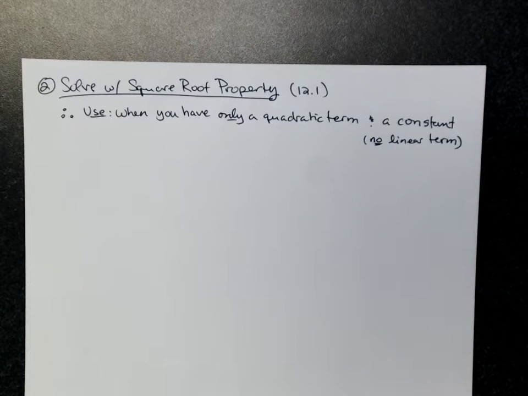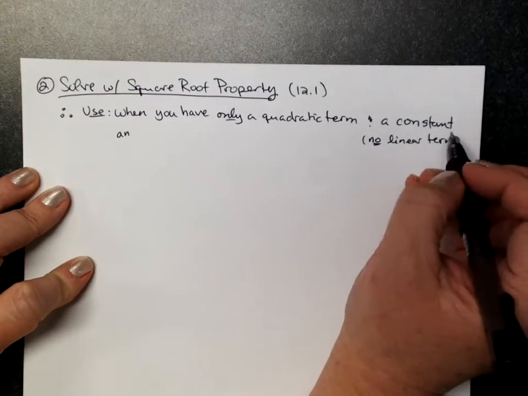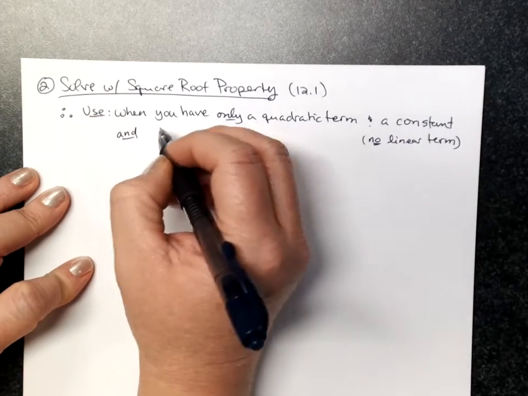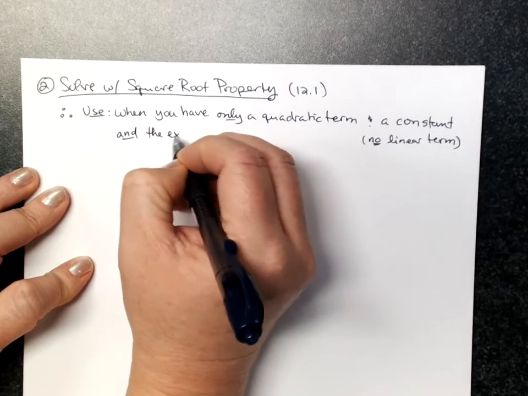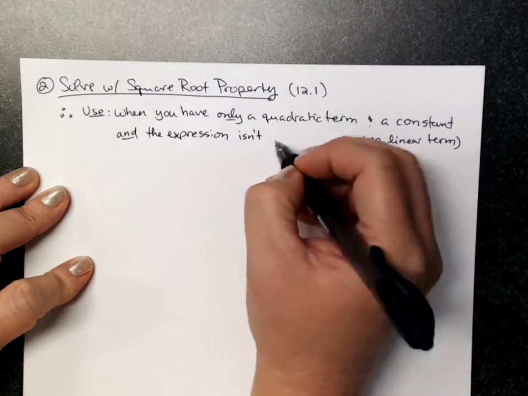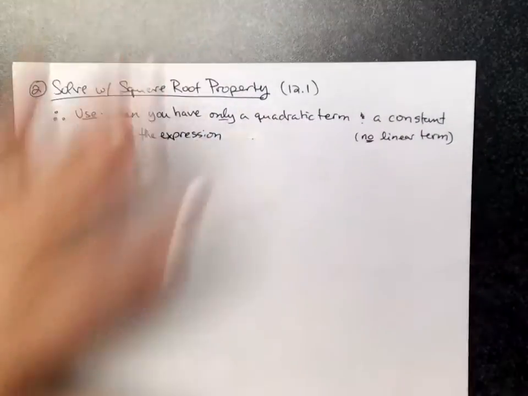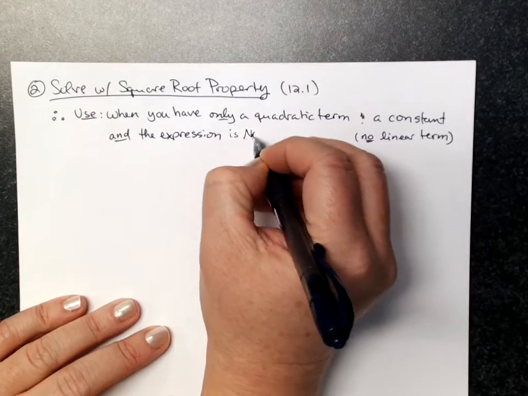So it's very specific. This is a very specific method. It won't solve any quadratic. It'll only solve a quadratic equation where you only have a quadratic term and a constant. And another thing, use it when you have only a quadratic term and a constant, and the expression is not factorable.